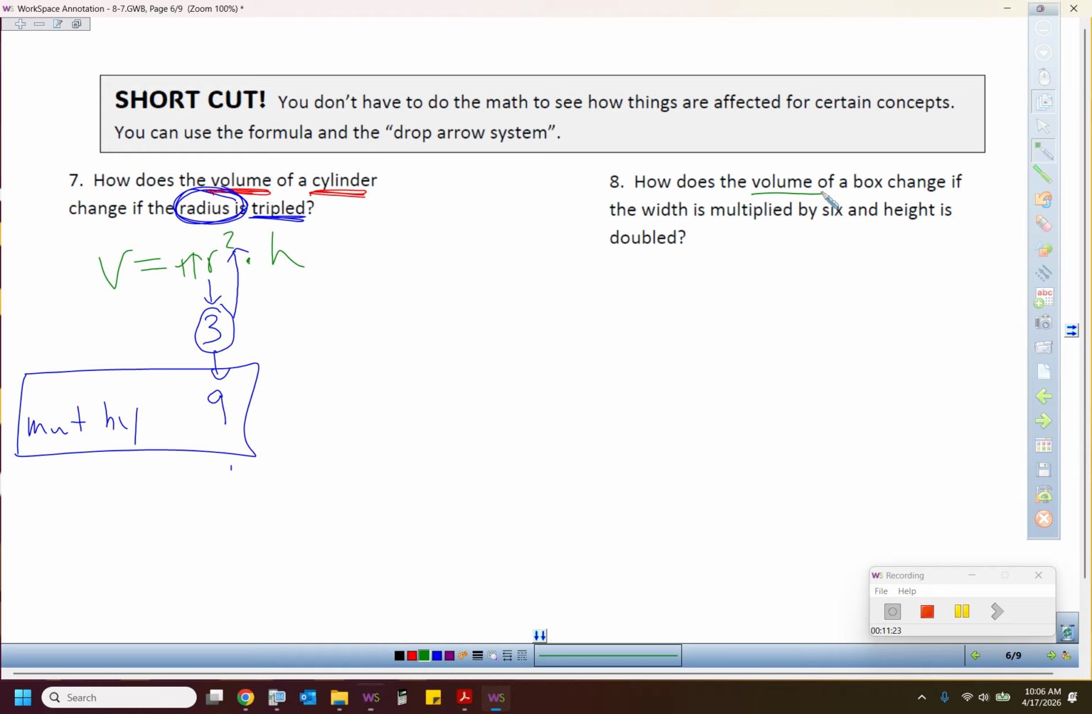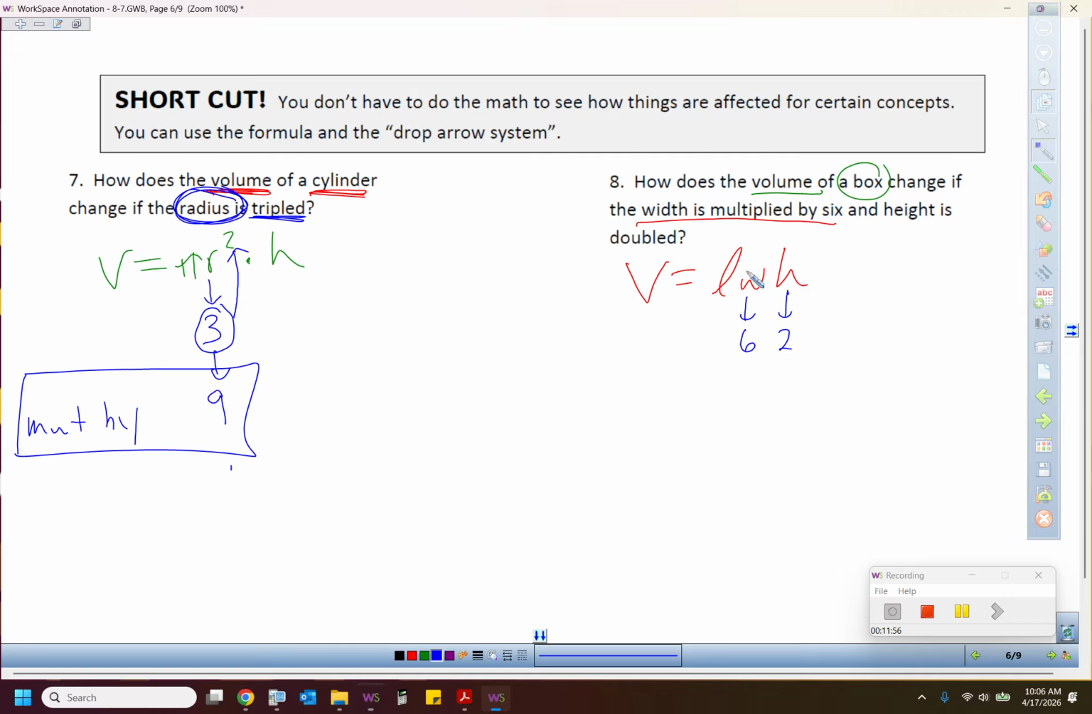How does the volume of a box change? So let's start with that formula. Go to the yellow card and find that formula if you don't know. I got length times width times height. This is all the work you show on the test and everything. You're writing the formula and you're doing drop arrows. You drop an arrow underneath any dimension that got affected in the story. So it says the width is multiplied by 6. So I'm going to drop an arrow under W and put a 6. Does that make sense? And the height is doubled. So I'm going to drop an arrow under H and put a 2. Are we okay with that?